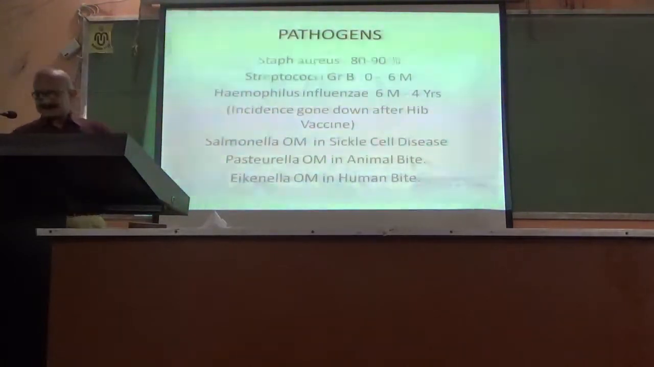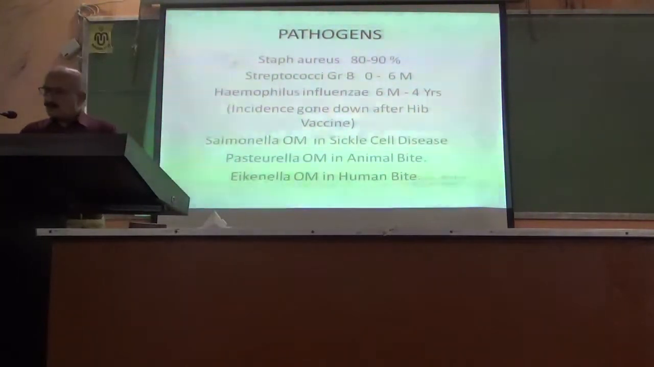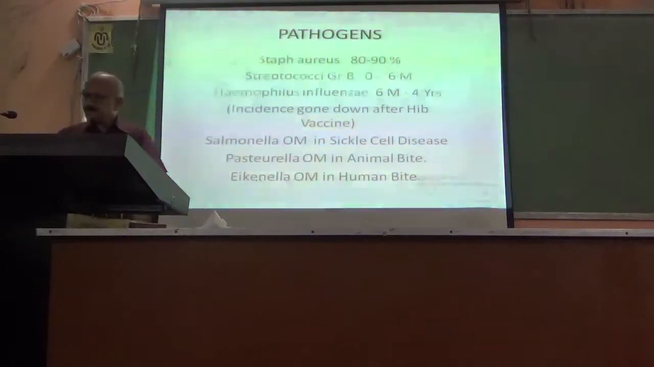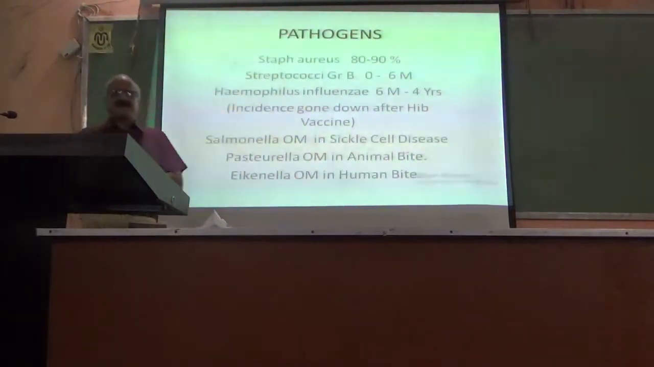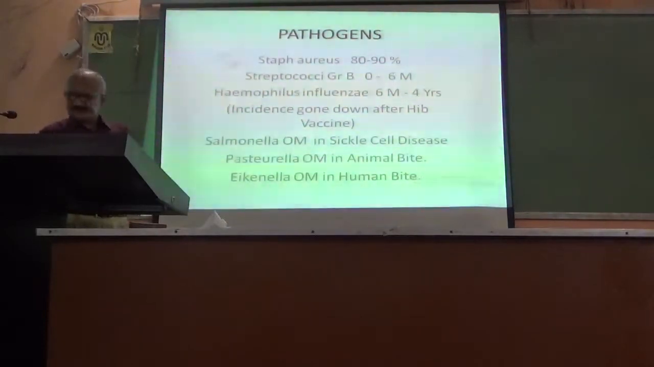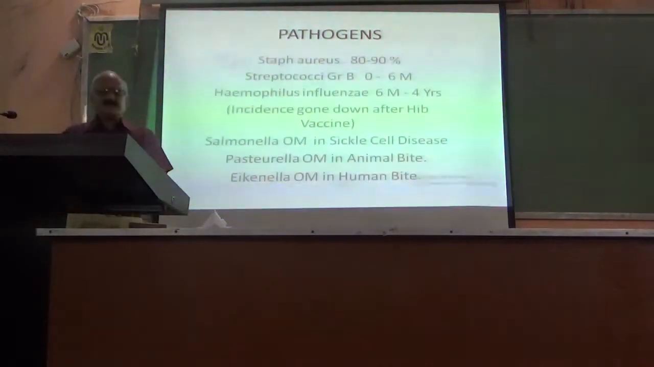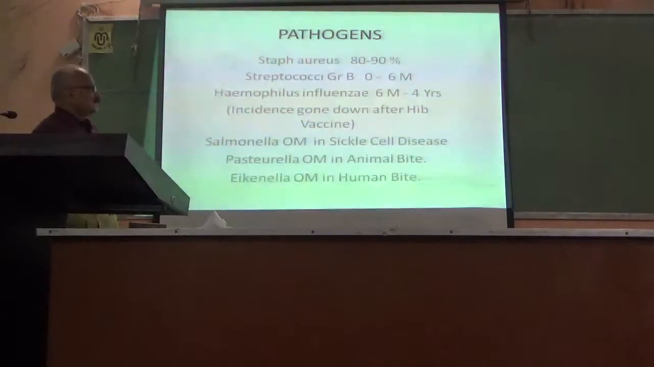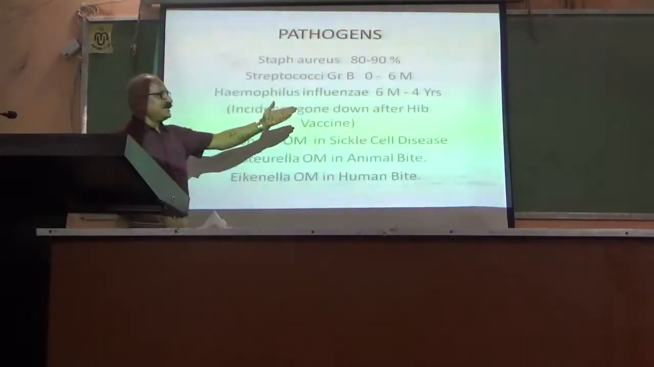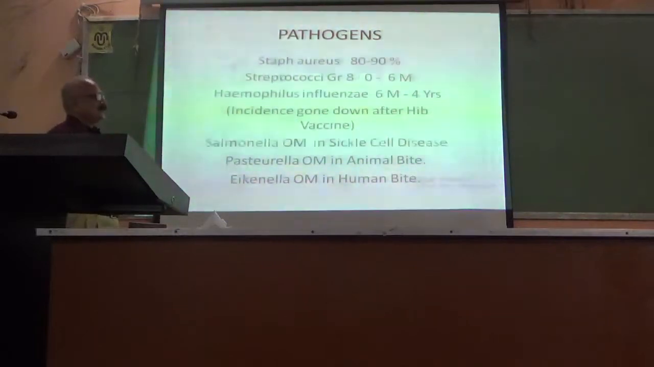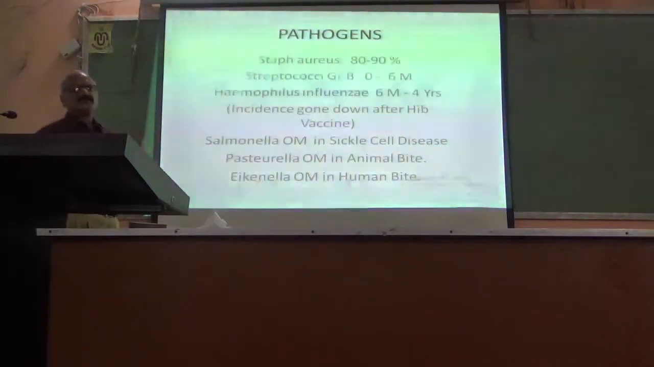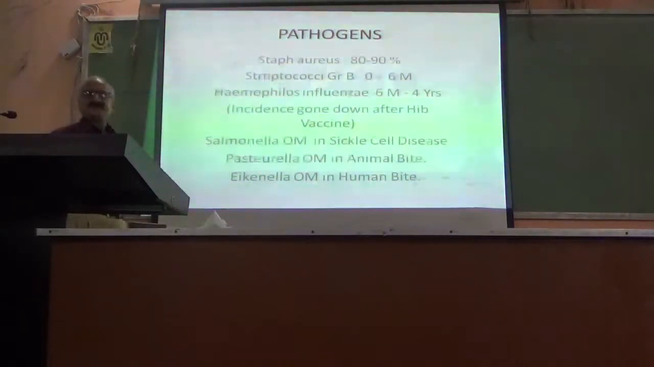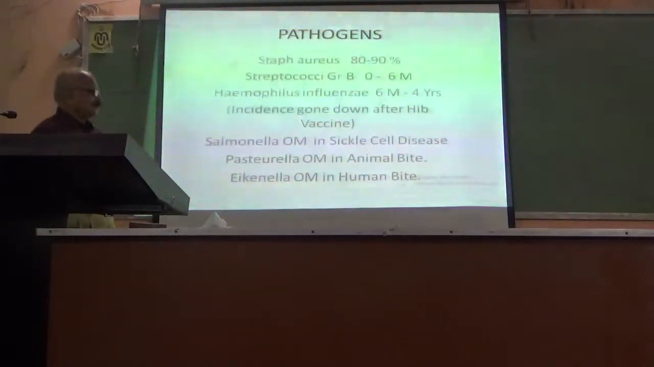Then what are the pathogens? Let me tell you, Staph aureus is the main culprit in 80 to 90% of the cases. Streptococci B are usually seen in patients of 0 to 6 months. Haemophilus influenzae is usually seen in patients of 6 months to 4 years. But let me remind you that we have received the Hib vaccine for Haemophilus, and it has changed the picture altogether. Now we see Haemophilus influenzae as the culprit very, very rarely.